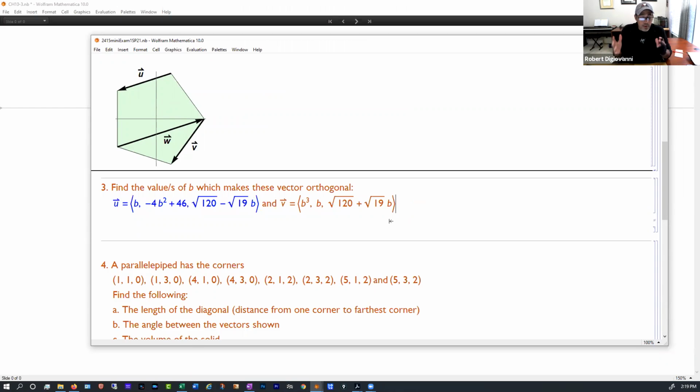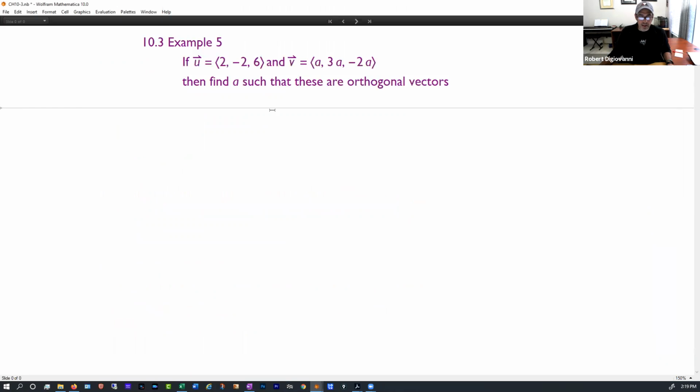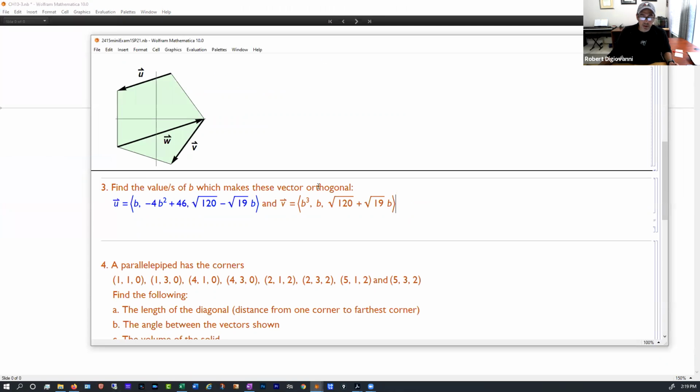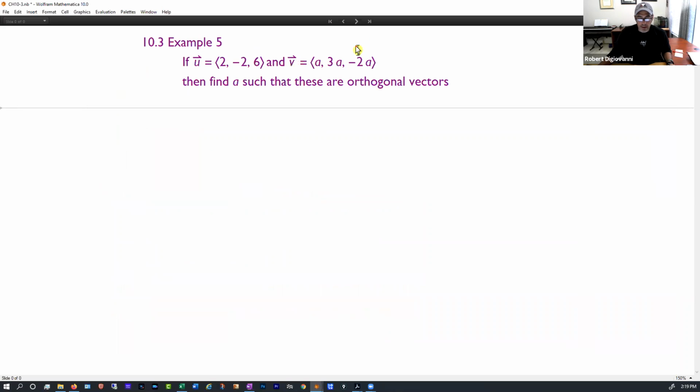I really want to see what you can do. This is a good example of how I just gave a very basic, ridiculously easy problem here, but on the mini exam, it's going to be something significantly harder. But as long as you understand what you have to do, it's the same setup. U dot V has to be 0. Solve. Okay, moving on.